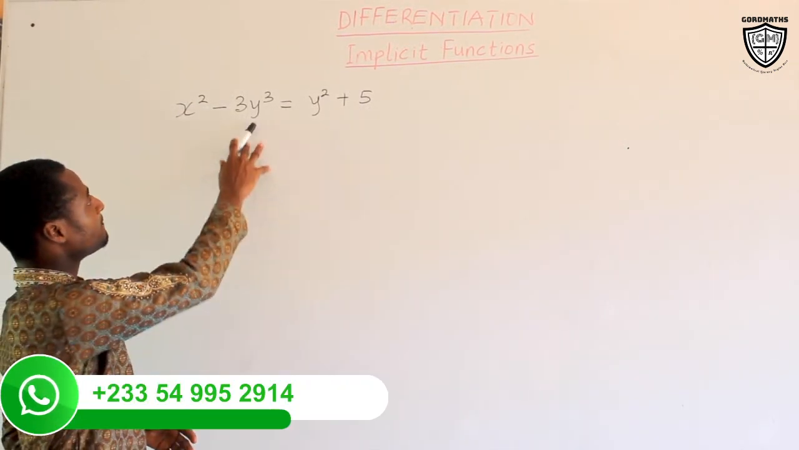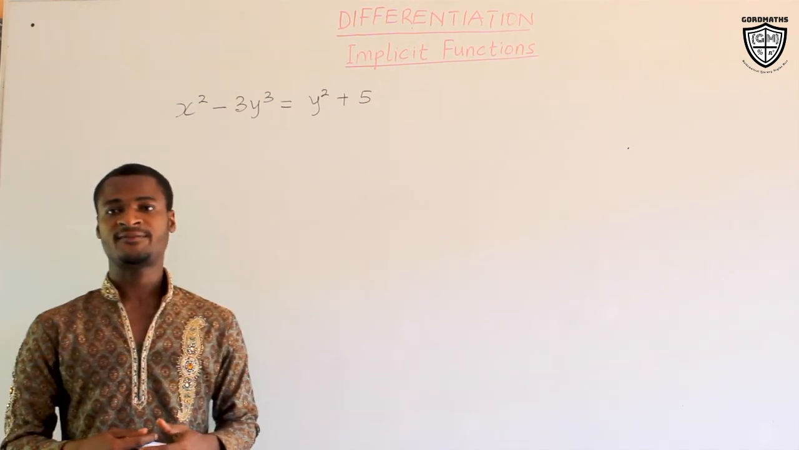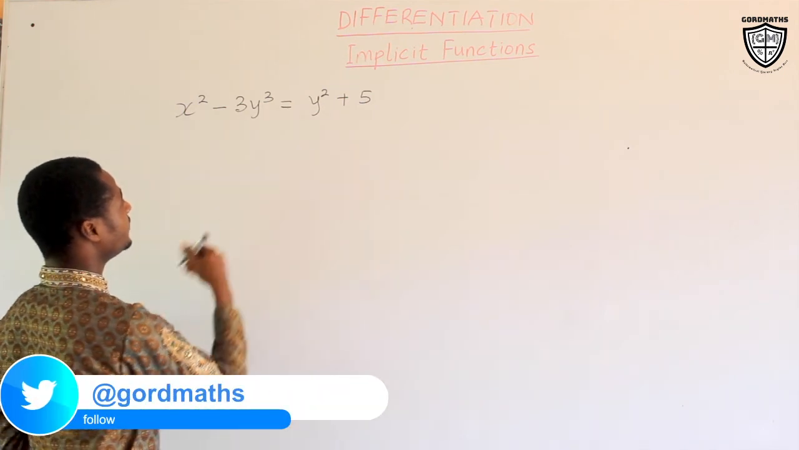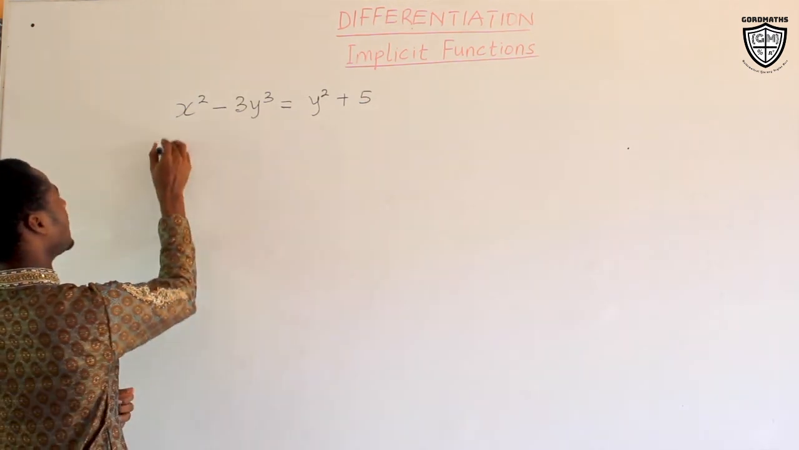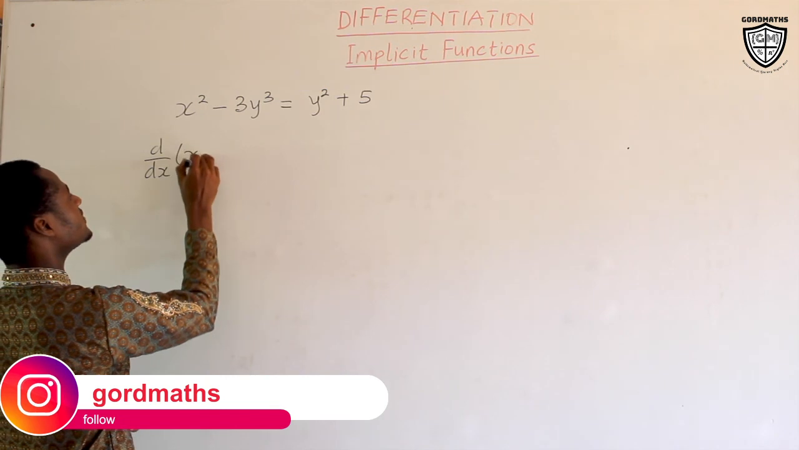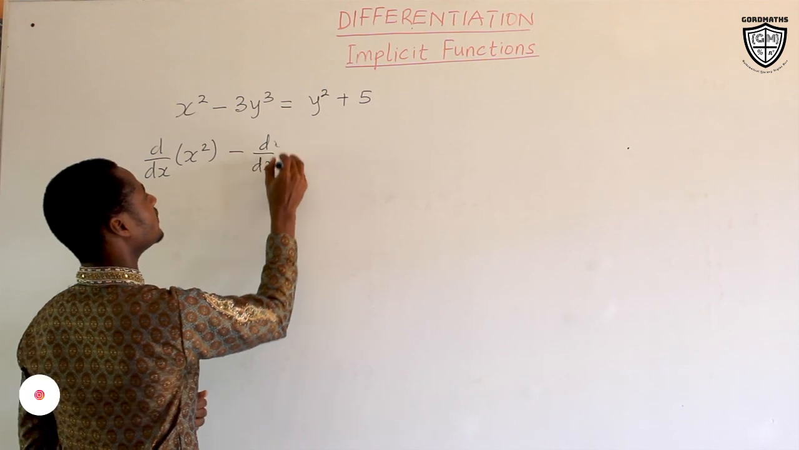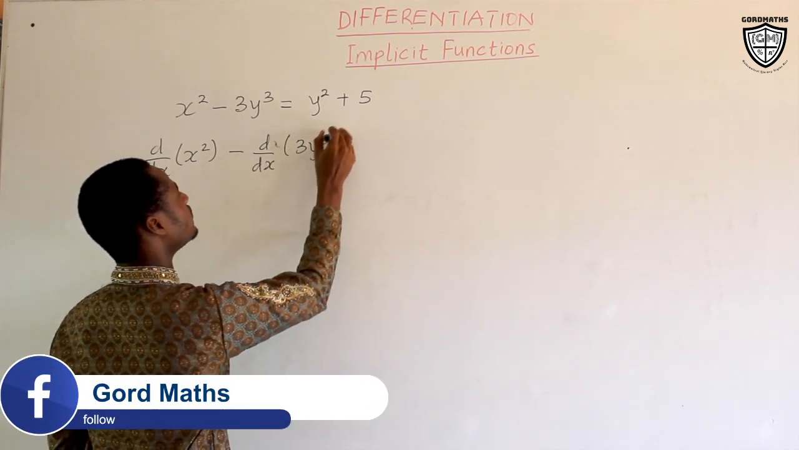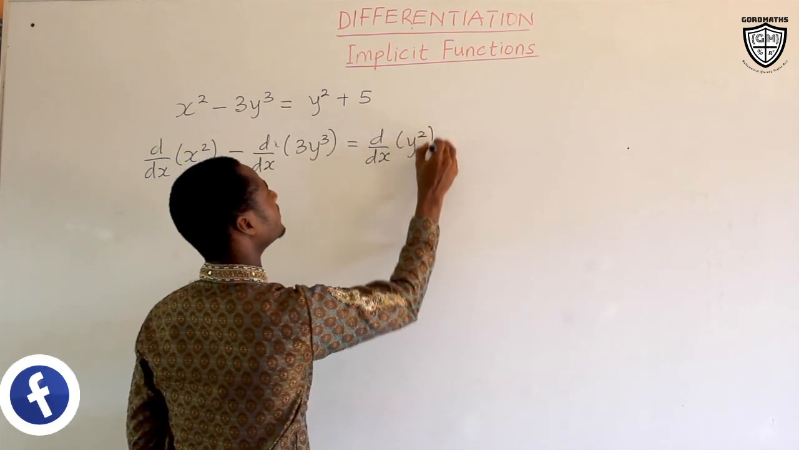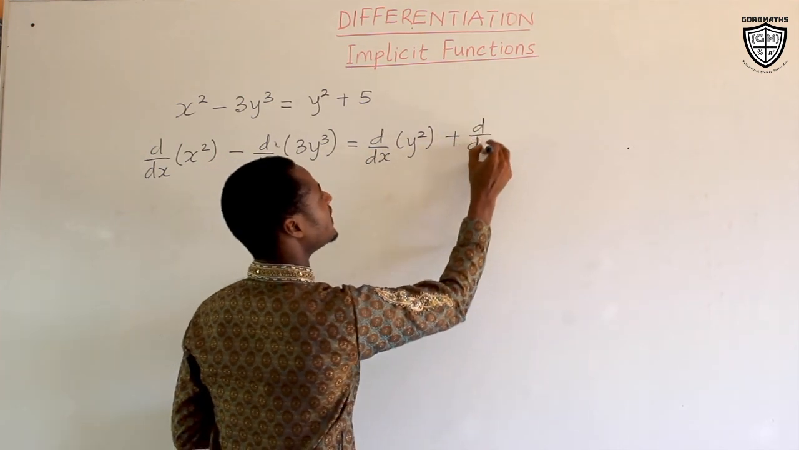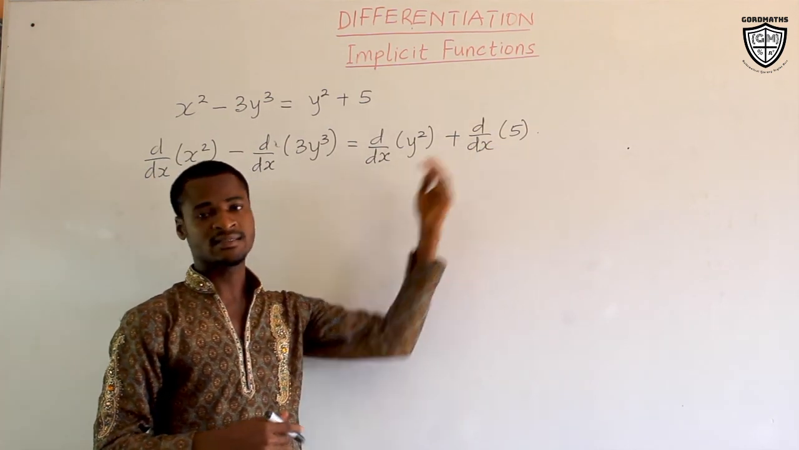Now let's consider this function. We want to find the derivative of the function, which is also an implicit function. So in finding the derivative, we take the derivative of each term of the function. And so we will have d/dx of x squared minus d/dx of the function 3y cubed, and that is equal to d/dx of y squared plus d/dx of 5, where we know that the derivative of a constant is 0.